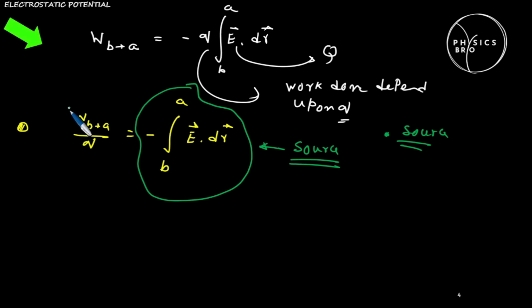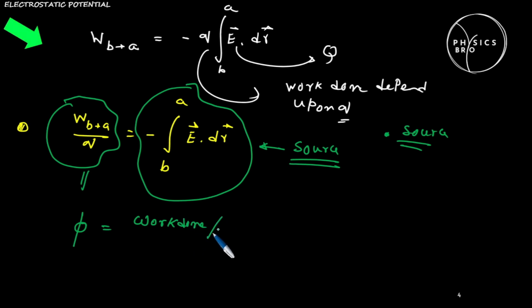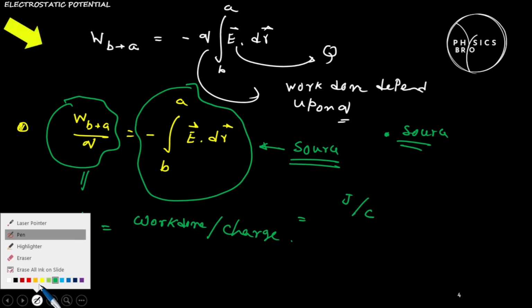Okay, so this is the term we define as the potential phi. Potential phi is work done per unit charge, any charge. First the units: work done is joule and the charge is coulomb. So let's explain what joule per coulomb means.